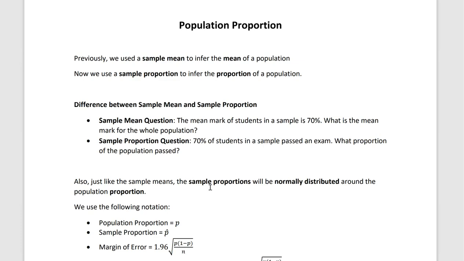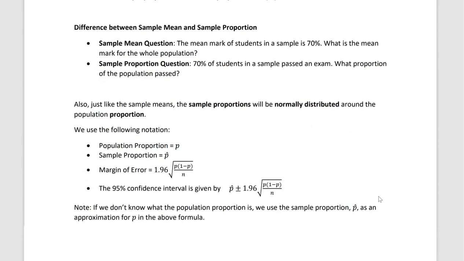Now, it turns out conveniently, just like sample means, that the sample proportions will be normally distributed around the population proportion. With some new notation, we can work out confidence intervals in a similar way to what we did with the sample means. It's basically a different formula, and that's about it really.